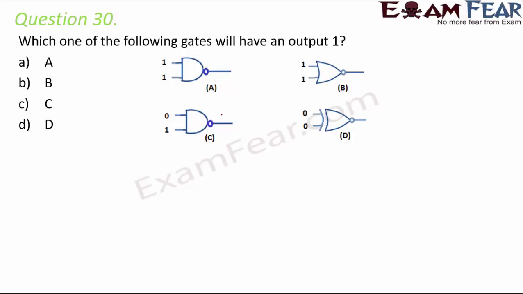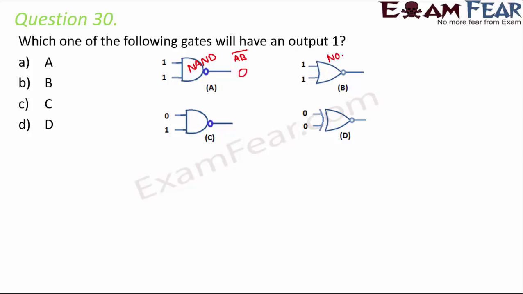Question number 30. Which one of the following gates will have an output 1? So let us analyze each of these. So this is a NAND gate. Now in the NAND gate, the output will be (A·B) bar. So A is 1, B is 1. So A·B, 1 into 1 is 1, bar, that is 0. So the output will be 0.